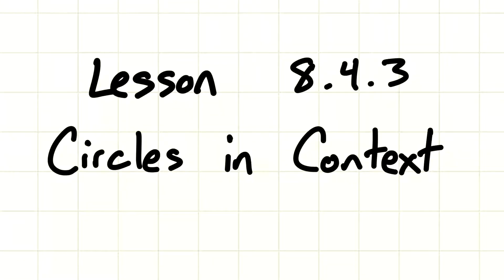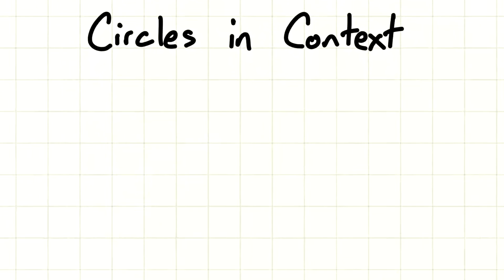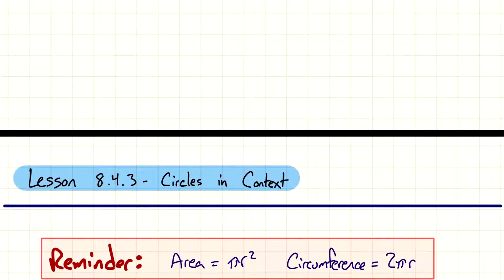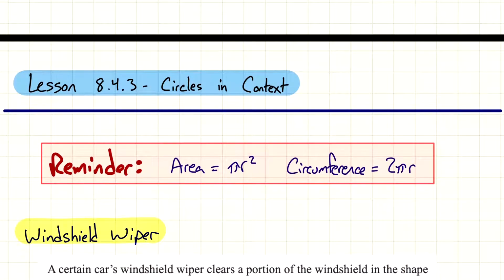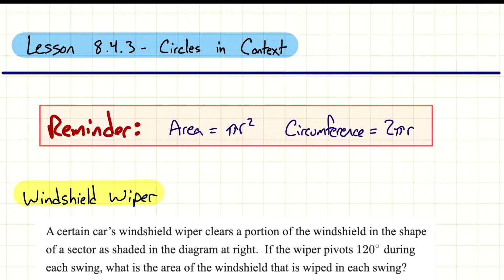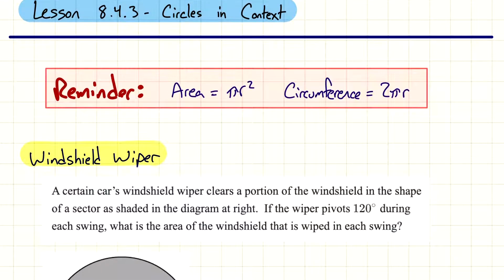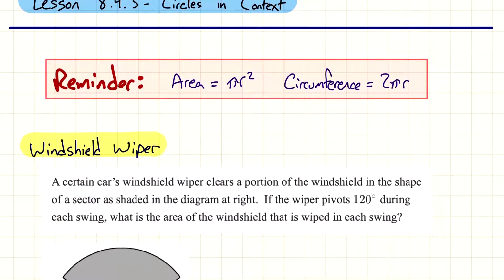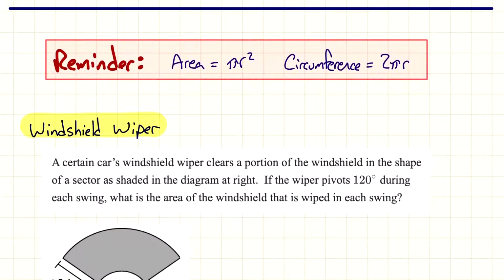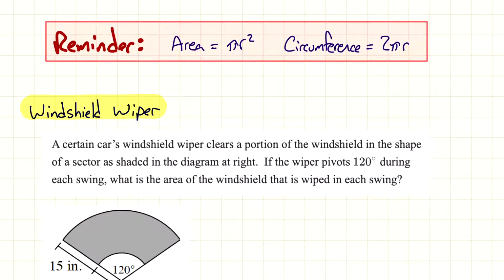Hey everyone, this is lesson 843 on circles in context. Up to this point, we've been discussing circles: how to find the area and circumference of circles, and how to use area and circumference to find a sector area, which is a portion of a circle or a portion of the area. And we talked about arc length, right? So instead of finding the whole circumference, just a portion of the circumference.